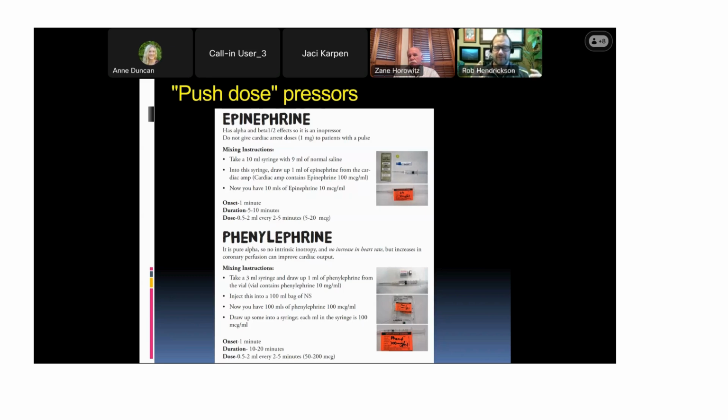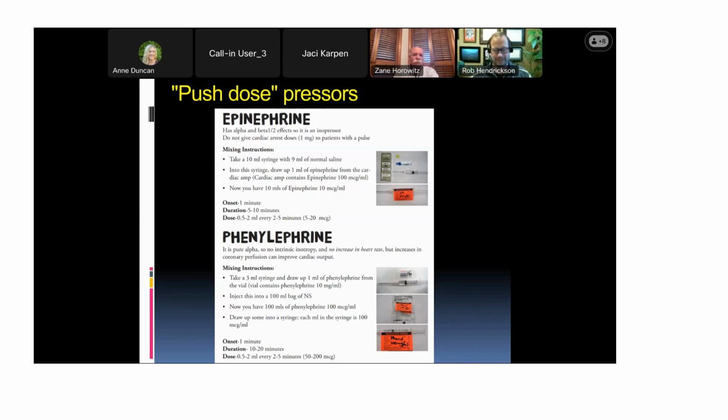So there's lots of instructions online. There's instructions in our guidelines and our fast facts. But what you end up with is a syringe with epinephrine, and usually you end up with 10 mics per mil. And so people might say to you, I gave 4 mils of push dose epi. That would be 40 micrograms of push dose epi.